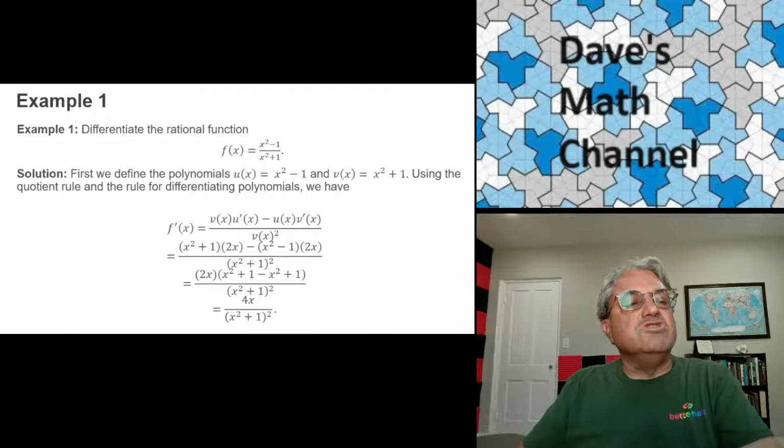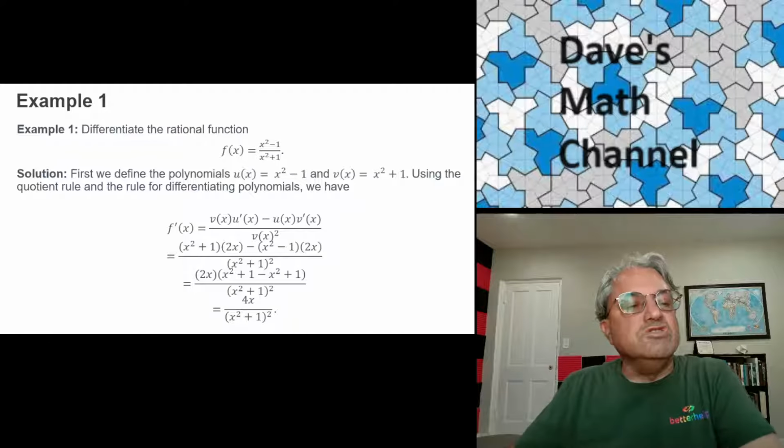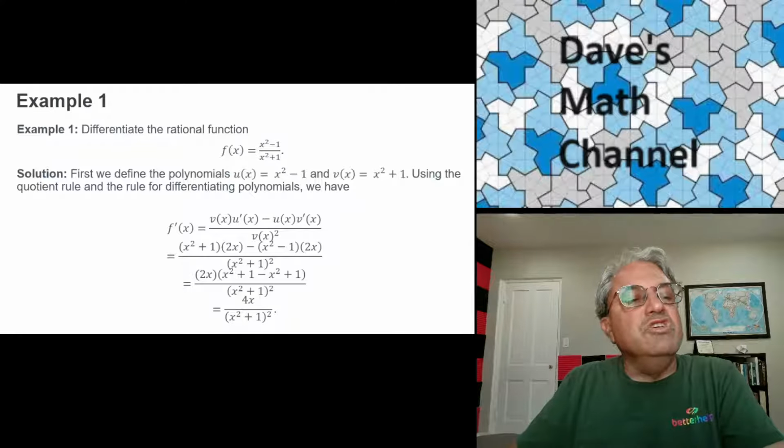So let's consider the rational function f of x equals x squared minus 1 over x squared plus 1. Well, here we can let u of x as the numerator equal x squared minus 1, and we let v of x as the denominator equal x squared plus 1. And now we just use the quotient rule. So we write that down. F prime of x, if you remember the quotient rule, it's kind of this messy expression here: v of x times u prime of x minus u of x times v prime of x in the numerator, and v of x quantity squared in the denominator.